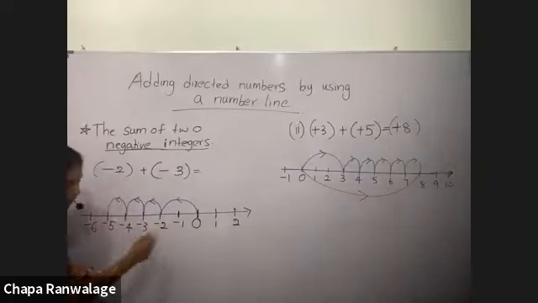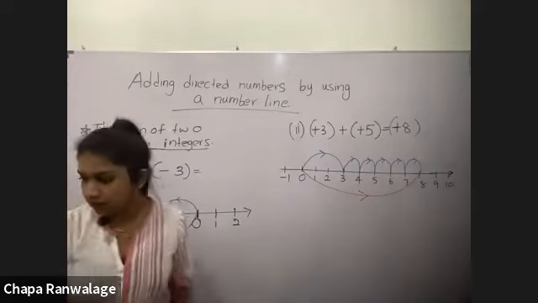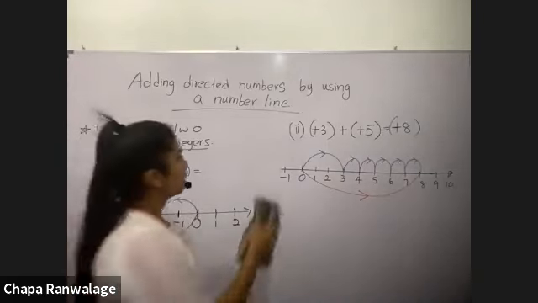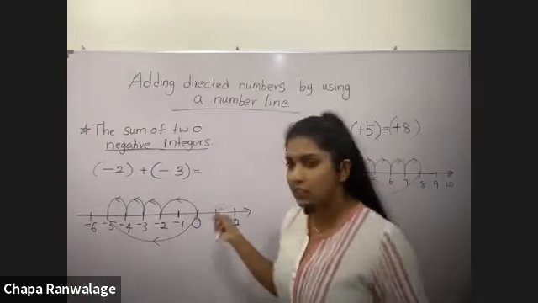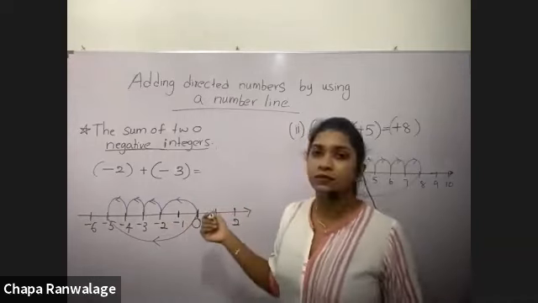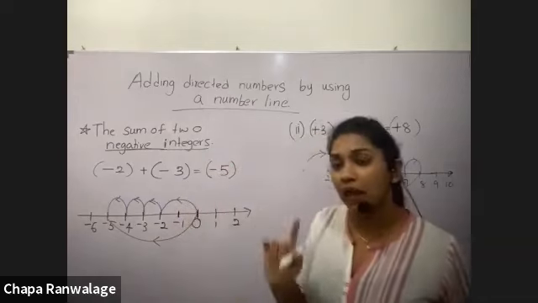Where's my starting point? Zero. Where's my ending point? Minus 5. Now I am connecting them. And where's my direction? Left or to right? Left. Got it? Yes. Got it, ma'am. Okay. Now copy this. Now you have to give the final answer. What's the final answer? The final answer is minus 5.